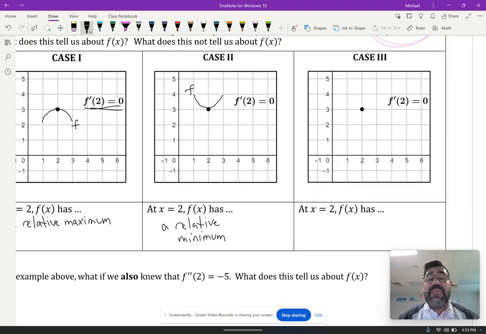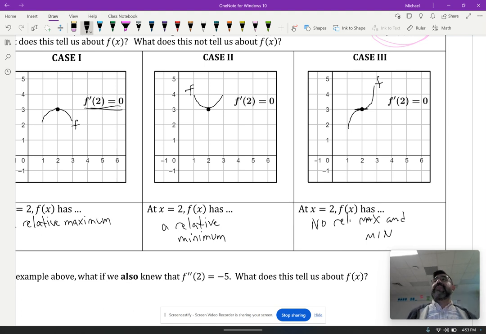Or I could have one more possibility. The third case, I could have something like this, where this is f. And maybe not put the arrows at the end here, but it could have this shape at x equals 2. So this is f. The derivative is equal to 0 because at this one point it kind of flattens out. And here it has no relative max and min.